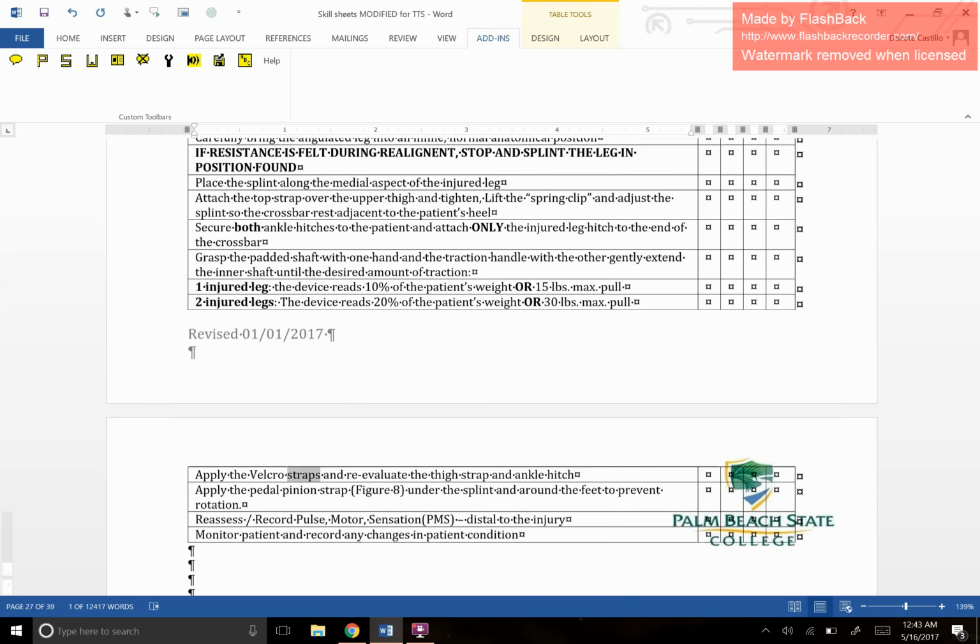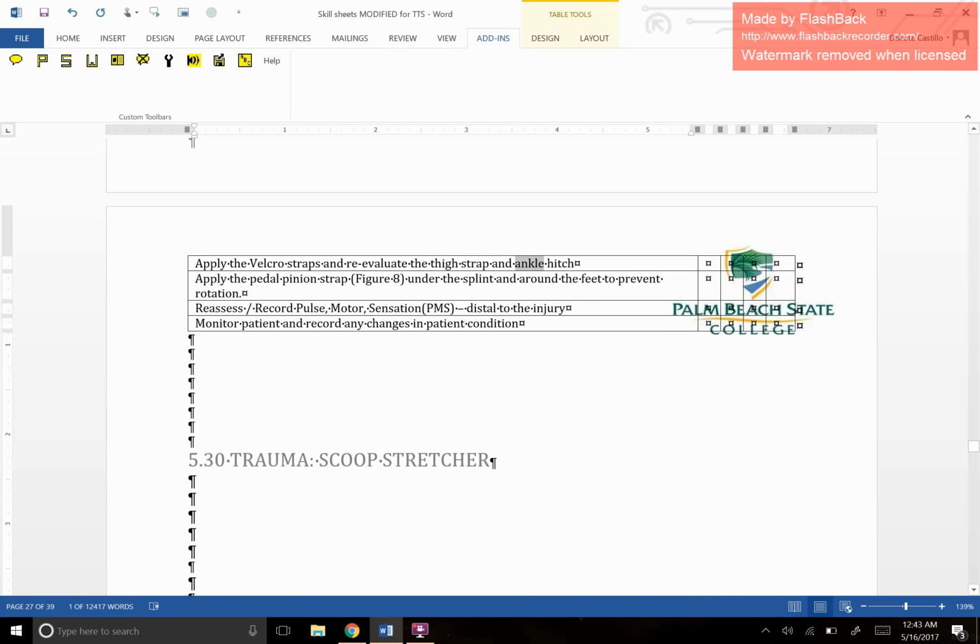Apply the Velcro straps and re-evaluate the thigh strap and ankle hitch. Apply the pedal pinion strap, figure 8, under the splint and around the feet to prevent rotation. Reassess/record pulse, motor, sensation, PMS, distal to the injury. Monitor patient and record any changes in patient condition.